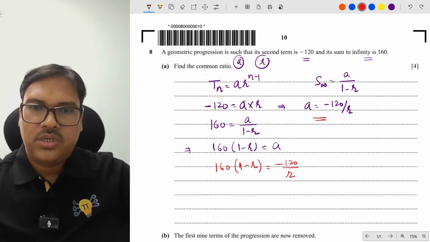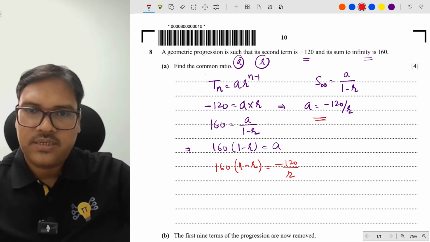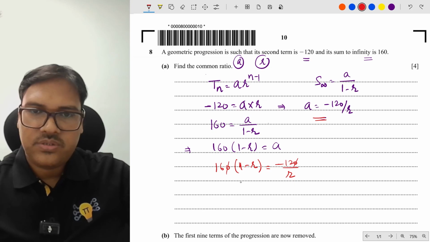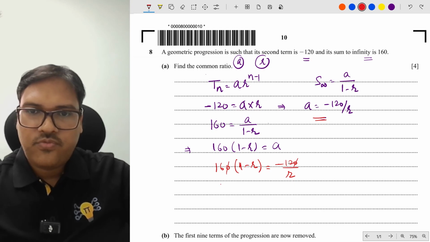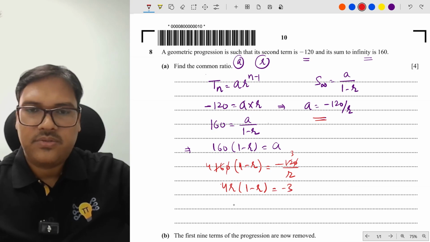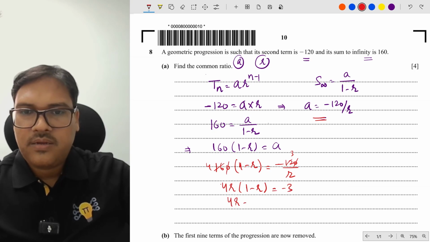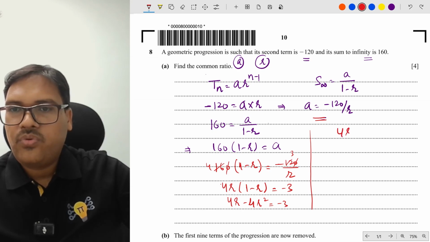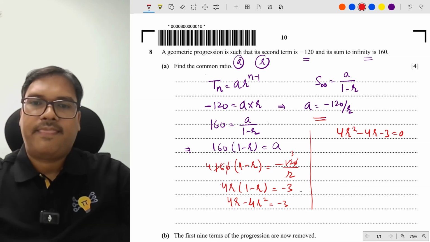So now let's solve this equation. You can multiply by r, and cancel out the common factors first. We can cancel the 4 also, so this will become 4 and this will become 3. So this is 4r(1 minus r) equal to negative 3. This becomes 4r minus 4r squared equal to negative 3, or you can say 4r squared minus 4r minus 3 equal to 0.